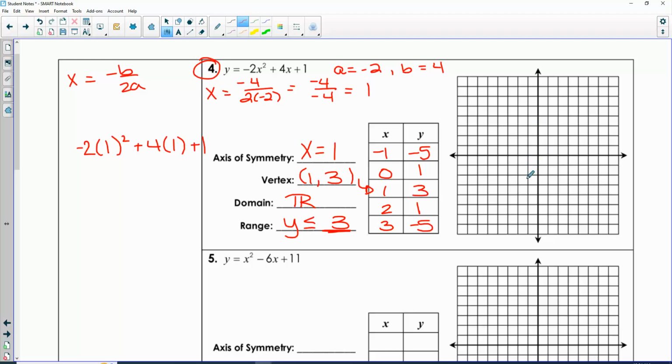So we graph them: -1, -5. 0, 1. 1, 3. 2, 1. 3, -5. So my graph should look like that. And we can see from that graph our range. We're getting everything less than this point. That point was 3, so y is less than 3. We were right.